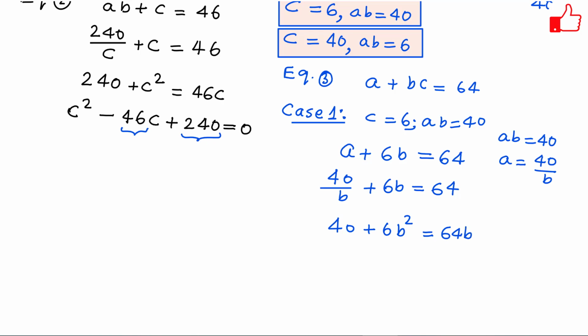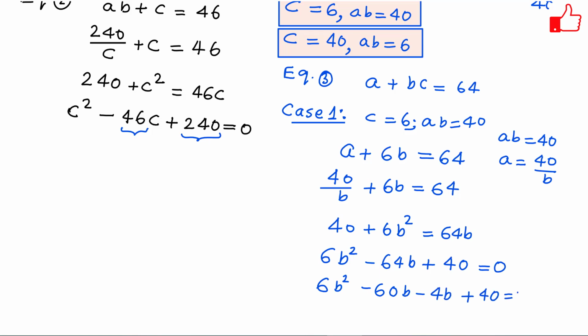Now I can take 64B to the left hand side. So this becomes 6B square minus 64B plus 40 is equal to 0. Now first let us factorize. I need two numbers whose multiplication is 240 and sum is 64, but I have a negative sign. So this will be 6b square minus 60b minus 4b plus 40 is equal to 0.